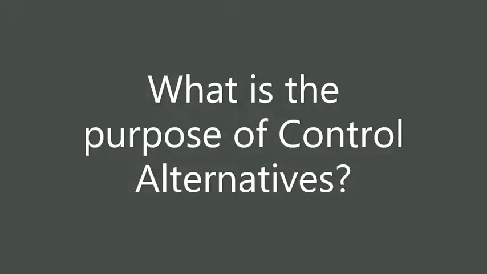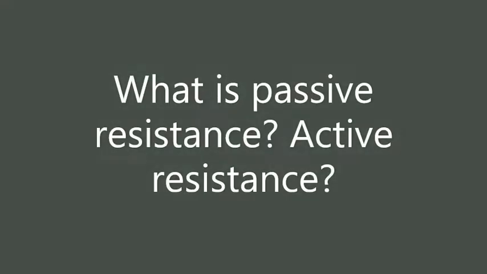What is the purpose of control alternatives? To overcome passive resistance, active resistance, or their threats. What is passive resistance? Non-threatening and non-compliant behavior. What is active resistance? Behavior which physically counteracts an officer's control efforts and which creates risk of bodily harm to the officer, subject, and/or other person.